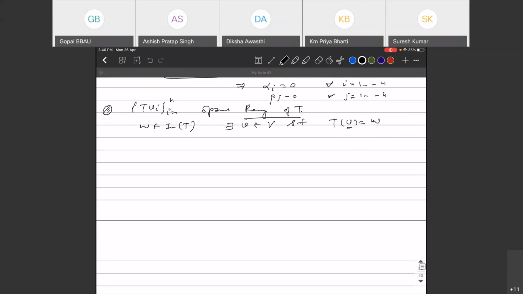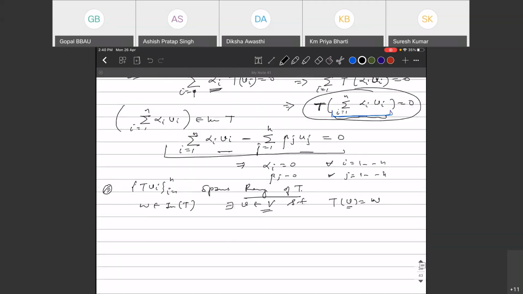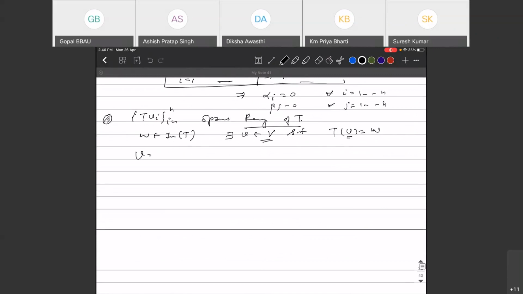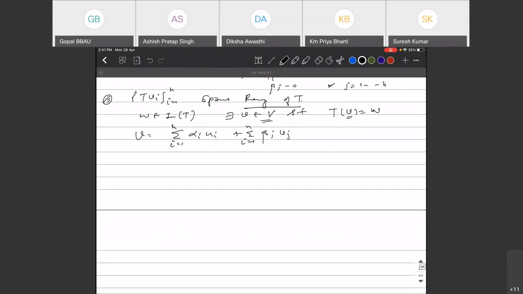But you know this V belongs to V, and U1 to UK, V1 to VK is the basis of V. So this small v is a linear combination of U I and V J. Correct? Yes. Now apply T. This is summation alpha I T U I plus summation beta J T V J.